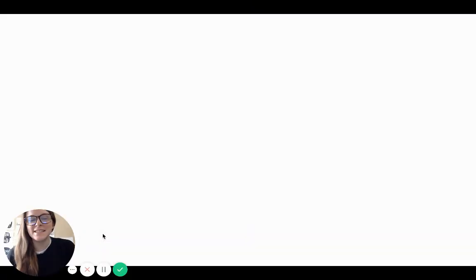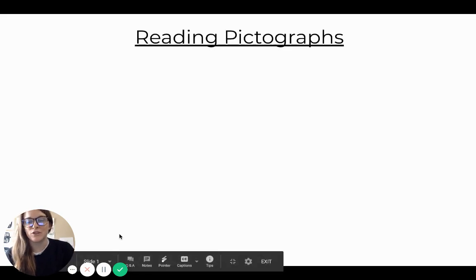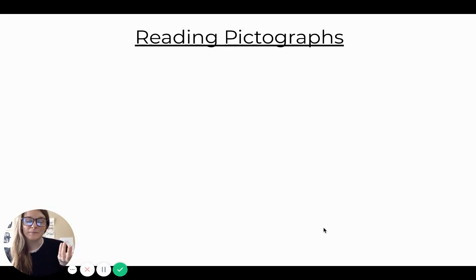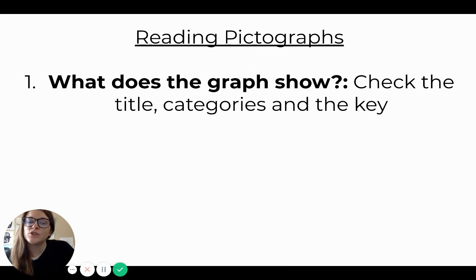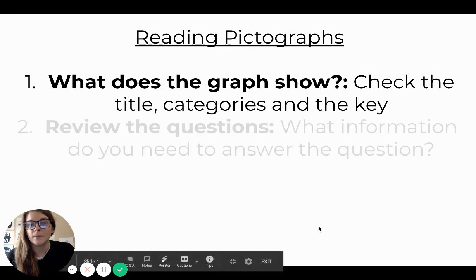Hi everyone, today we are going to be talking about reading pictographs or pictographs. You'll see them called by both names. So to read pictographs, we follow two steps. First, we ask ourselves, what does the graph show? To do this, we check the title, categories, and the key.